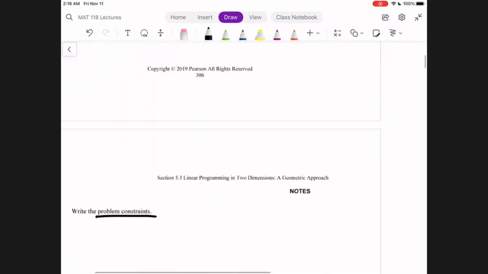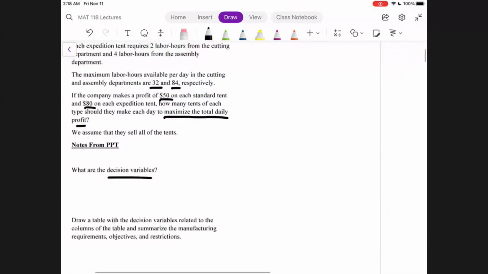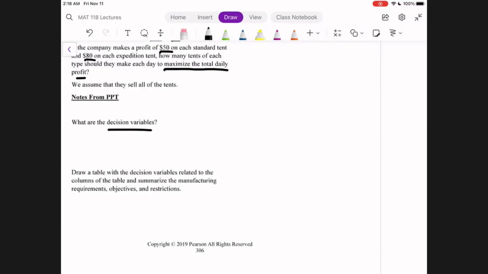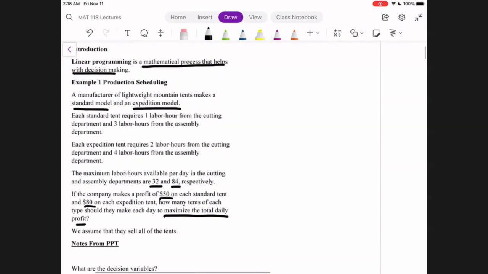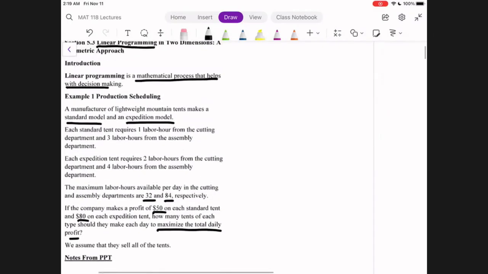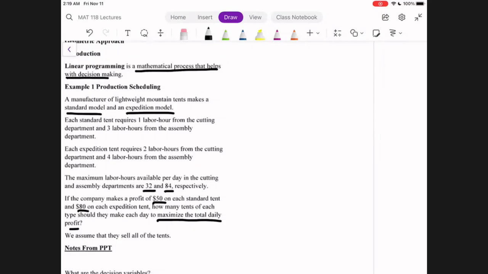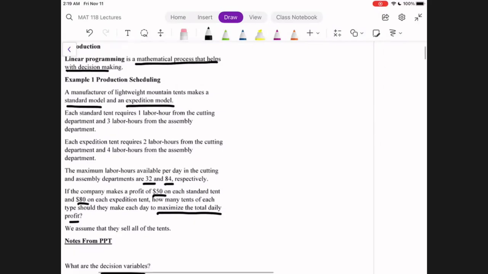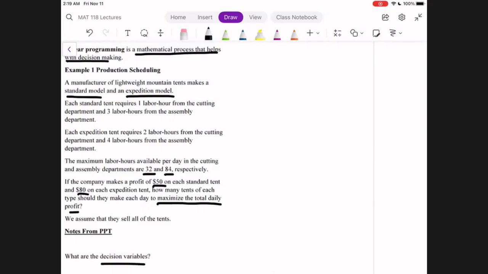The book seems to elongate some of the stuff that we do here. So I'll just talk about this particular problem and how it relates to some of these things. I'm going to write over here and reference some of those questions that were asked. Some of the questions the notes ask are not that important. When you read this, you see that there are really two types of tents: the standard model and the expedition.